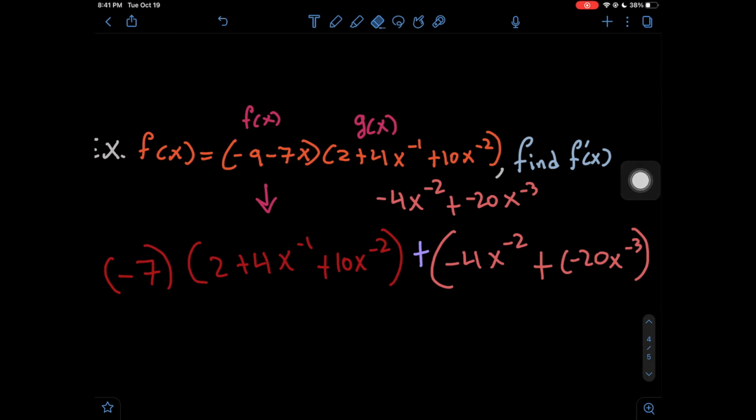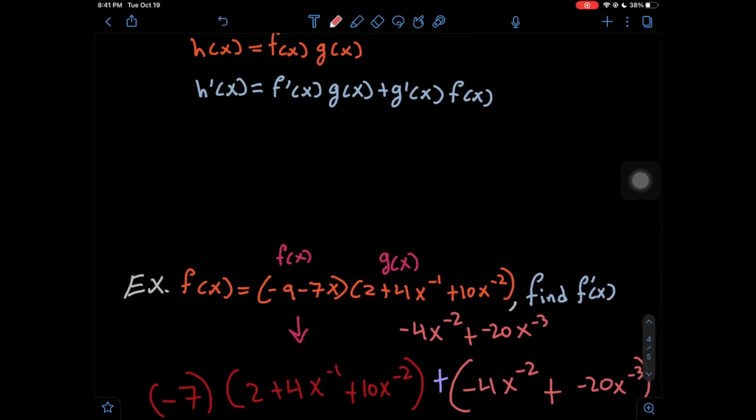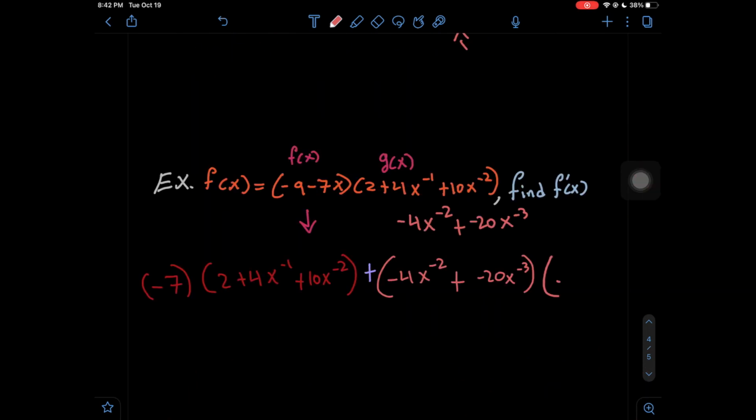So we're left with negative 4x to the power of negative 2 plus negative 20x to the power of negative 3. So now that's going to be multiplied by our f of x equation as seen in our derivative equation. So we're going to be multiplying that by negative 9 minus 7x. And now we can leave our equation like this, and we don't need to simplify it further unless you guys have a particular value you're solving for, such as x equals 1 or x equals 2. But for this video, we're going to be leaving it like this.